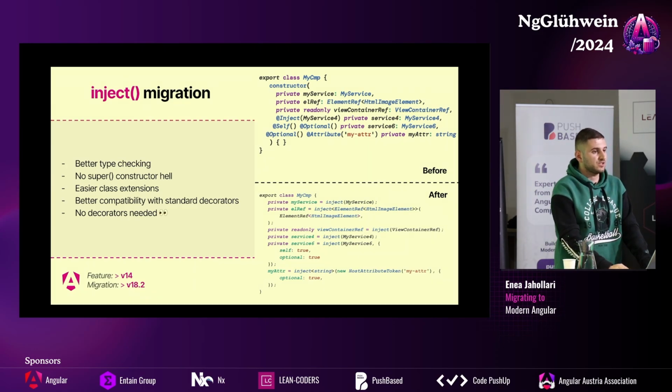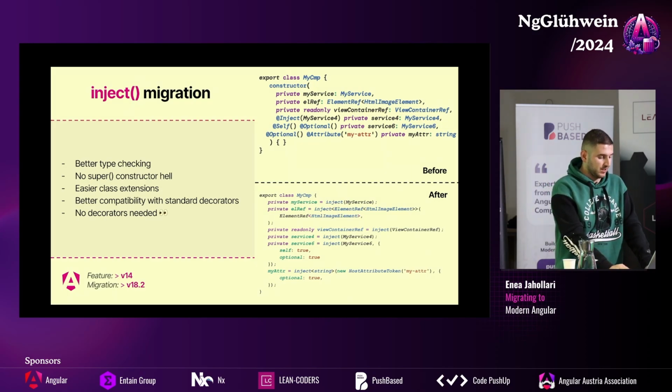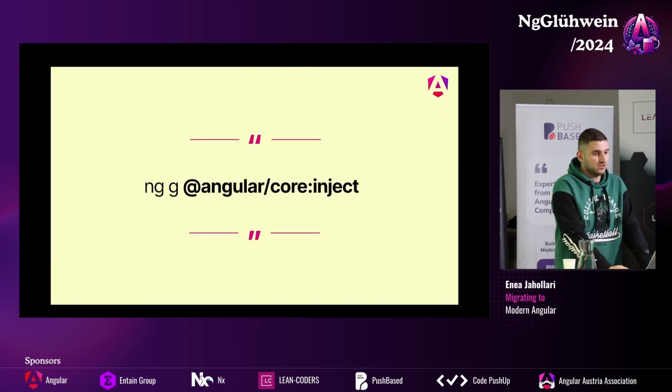Of course, when you extend components, you don't have to pass, let's say, the services anymore to those components that you extend. You just inject once and you don't care anymore about it. And of course, there's no decorators needed. Of course, in order to just migrate automatically, you just say ng g @angular/core:inject.